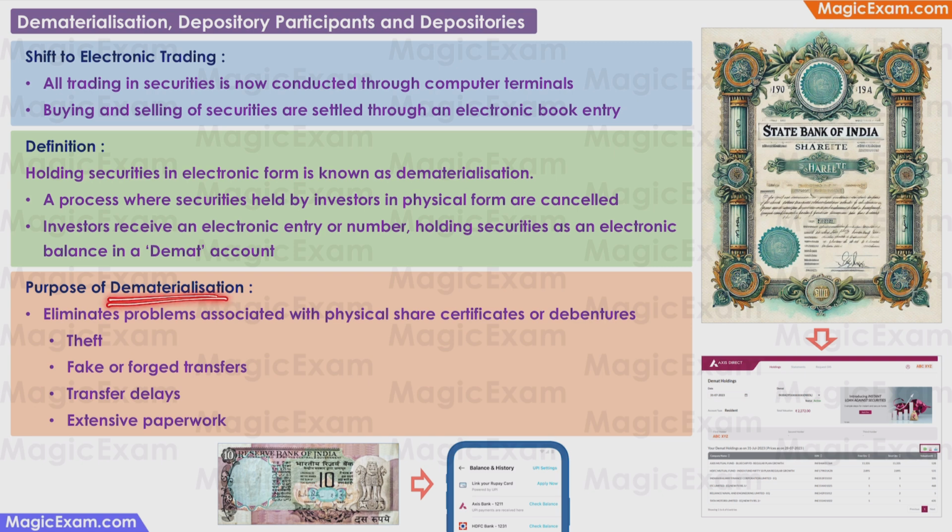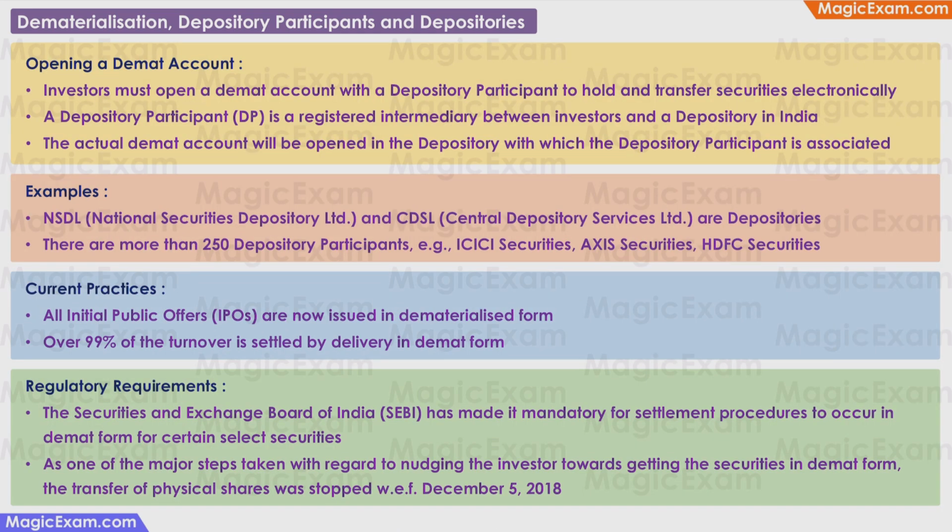What are some of the other benefits of dematerialization? It helps in eliminating problems associated with physical shares, such as theft of the documents, creation of fake or forged transfers, delays in transfers due to having to move around the physical documents, and also the extensive paperwork associated with the buying and selling or the exchange of physical shares. Once the shares are dematerialized, they can be held in a Demat account.